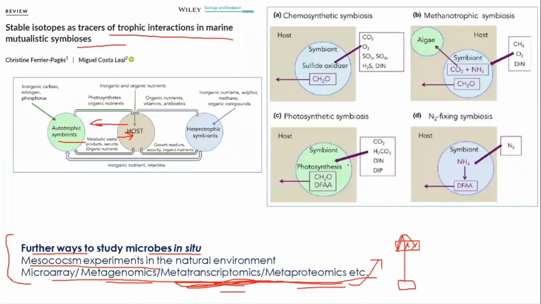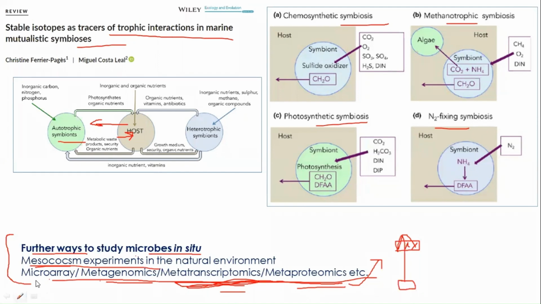Okay, stable isotopes have also been frequently used to understand the trophic interactions in symbiotic associations in the marine environment. For example, between the chemosynthetic symbiosis, the methanotrophic symbiosis, the nitrogen fixing symbiosis, or the photosynthetic symbiosis. Last but not least, in situ activity has been studied using mesocosm experiments, where the experiment is done in situ in the marine environment, in very big tanks of 1000 or 10,000 liters, checking for whatever activity your study targets.